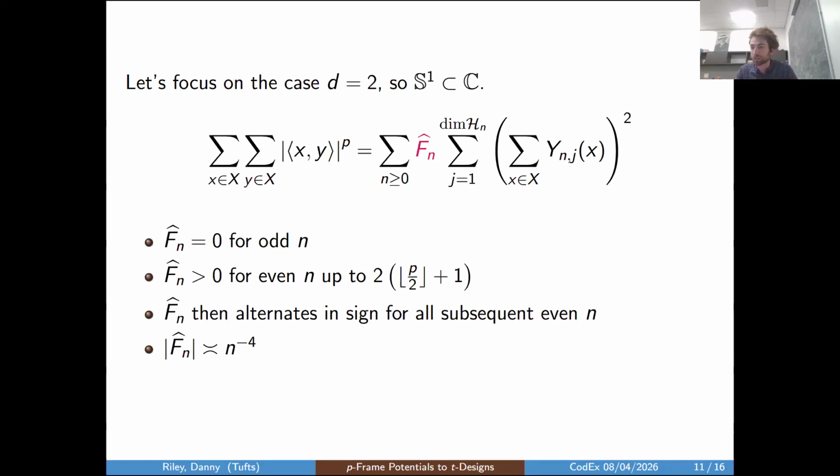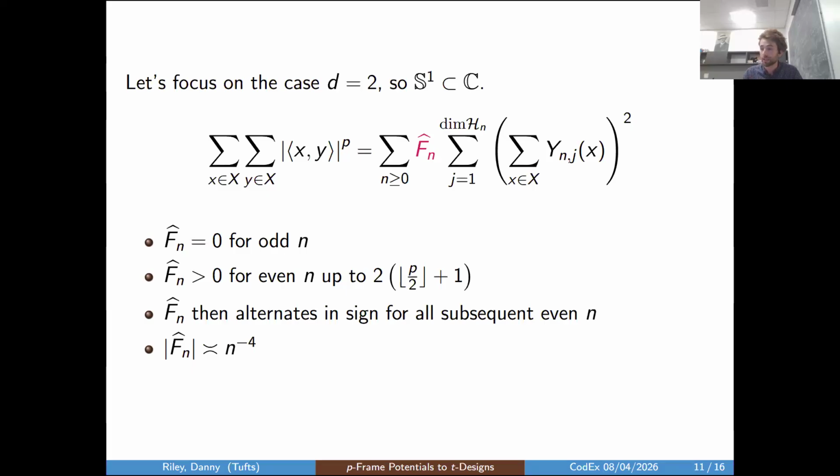And so my contribution is I can show that these coefficients are 0 whenever n is odd, and hopefully that makes sense because our absolute value |u|^p is an even function. So the coefficients are 0 for the odd polynomial expansion. All the coefficients are positive for our even n up to something which is essentially just p. And then it alternates in sign for all subsequent even n and decays like order n^-4. It's some nasty formula, but these are the important properties of our p-frame potential.